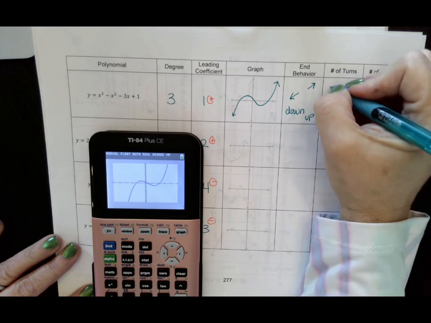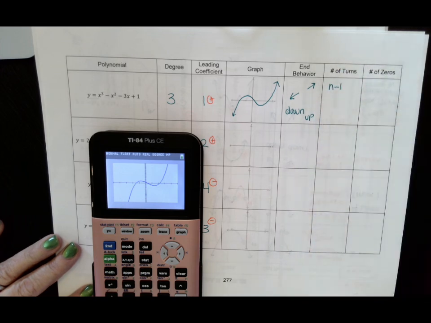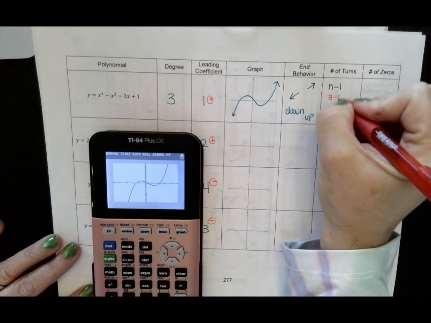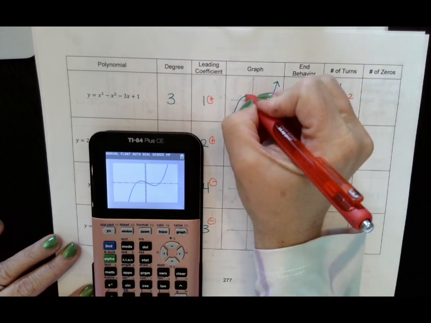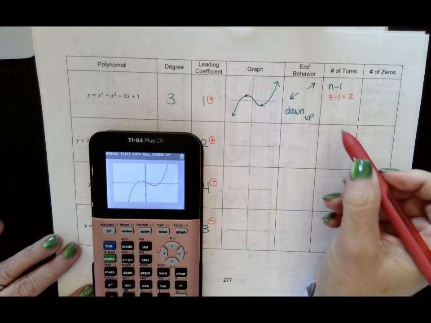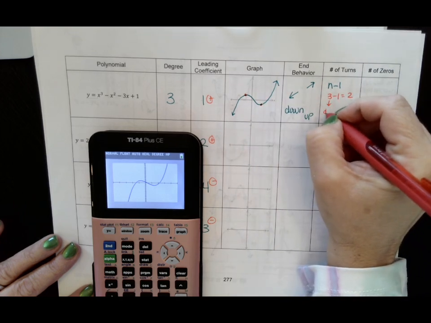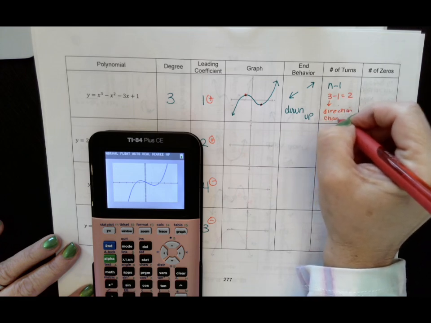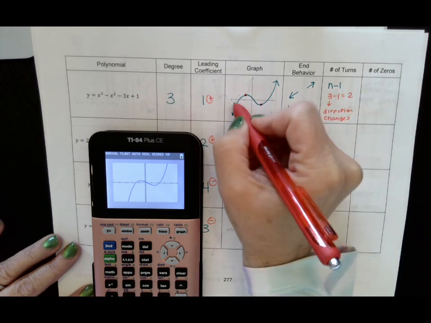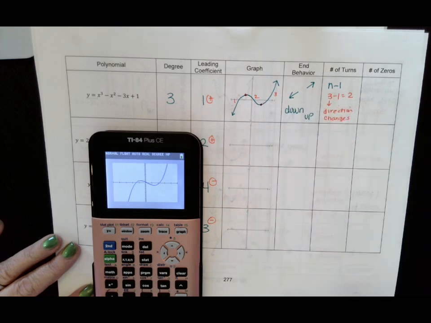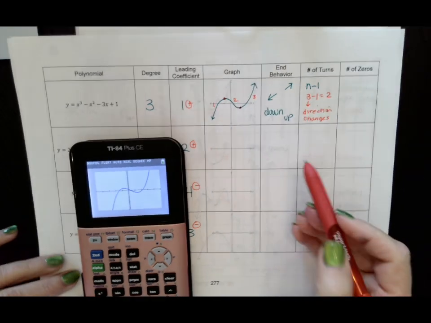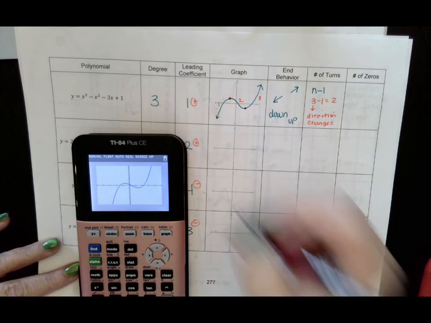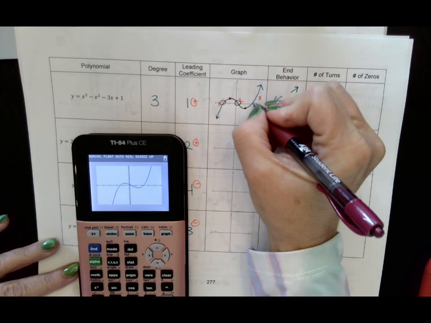Okay, my number of turns, that formula stays the same. So n minus 1. So if I look at this, here's my degree is 3. So 3 minus 1 equals 2. So I have one turn here and one turn here, right? And then this is my direction changes. Direction changes. So my direction changes happen 3 times. 1, 2, 3. So that worked. All right. So based on what we know with evens, I should have a maximum of 3 zeros. So I have 1, 2, 3 zeros.